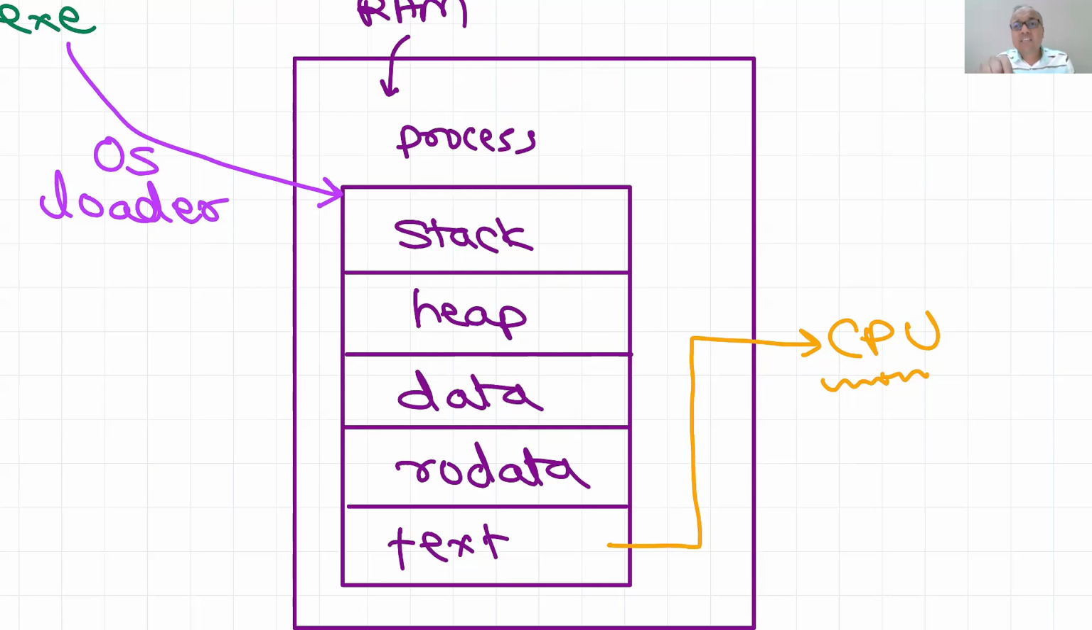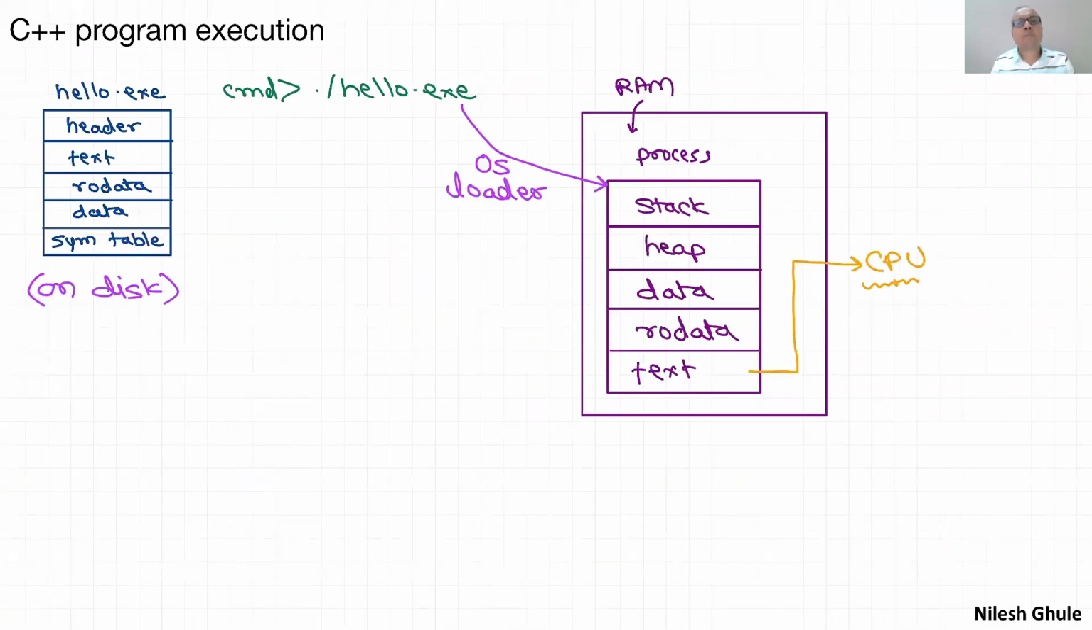But inside the text section, the code that we have is the machine level code. So your operating system's only job is this machine level code, native code, as it is to be given to the CPU, and CPU will execute it instruction by instruction. This is how a typical C++ program is executed.